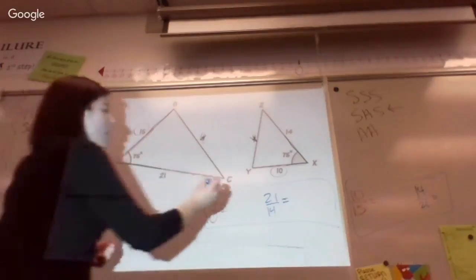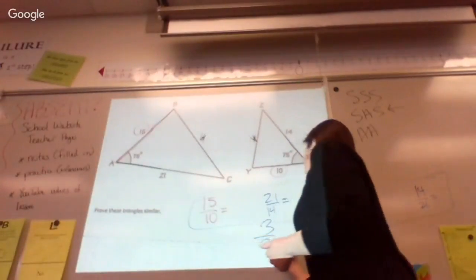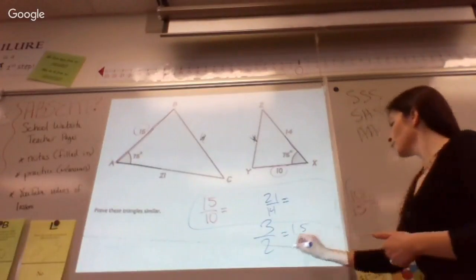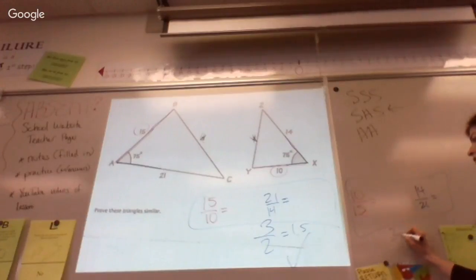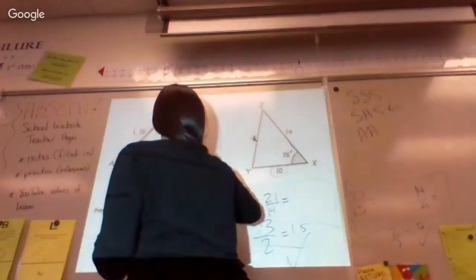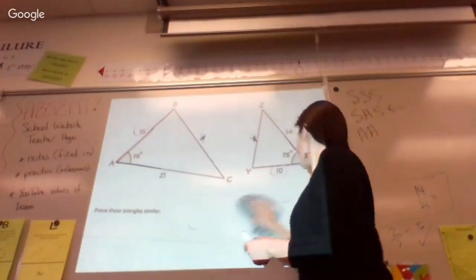All right, so you either got 3 over 2 or 1.5 for both of those, or you got 2/3 or 0.6 repeating for both of those. So sides are proportional. What's that mean about our triangles, guys? Similar by side angle side. Very good.